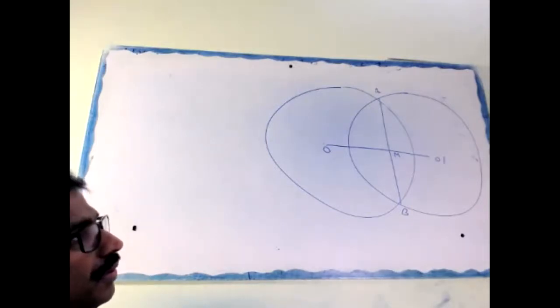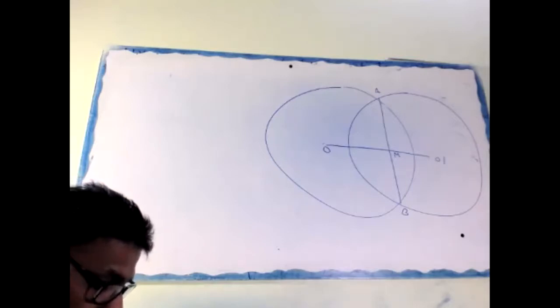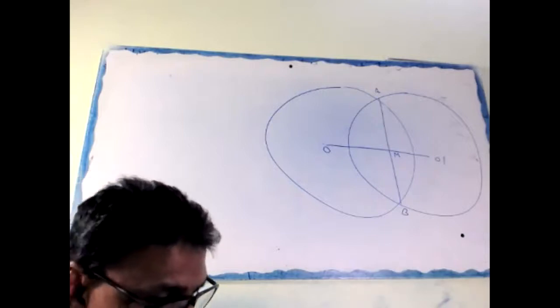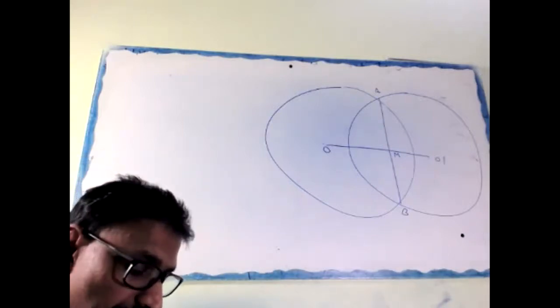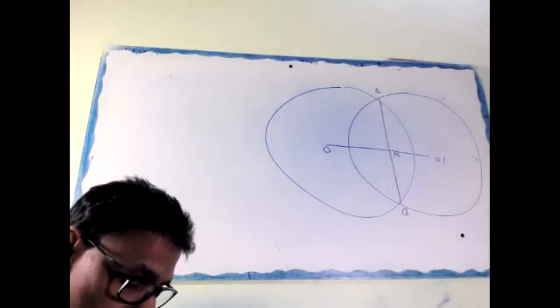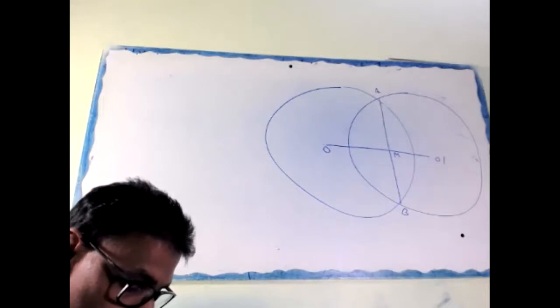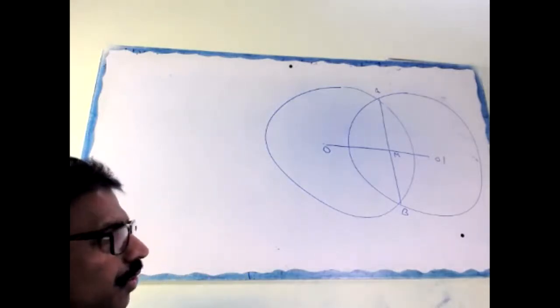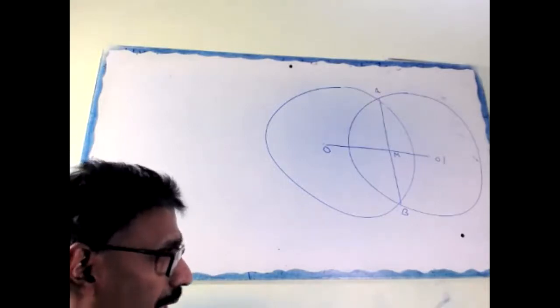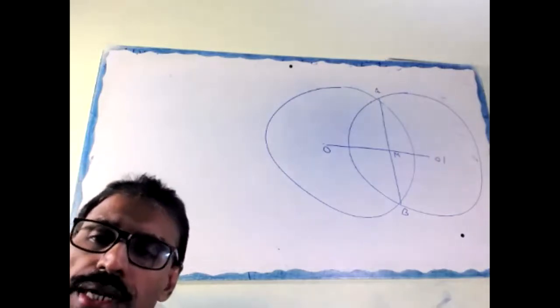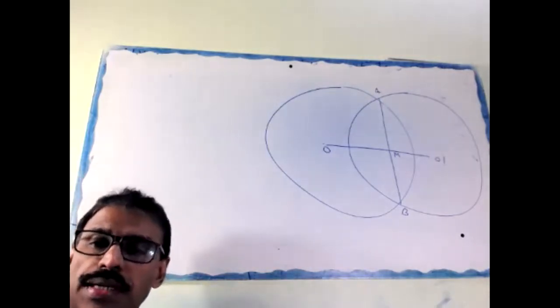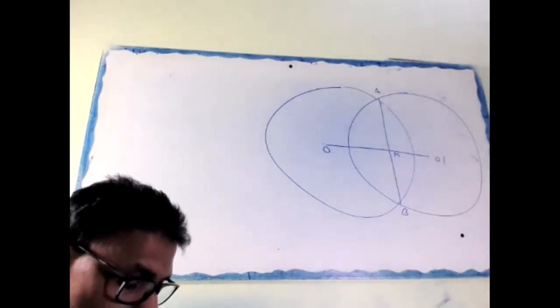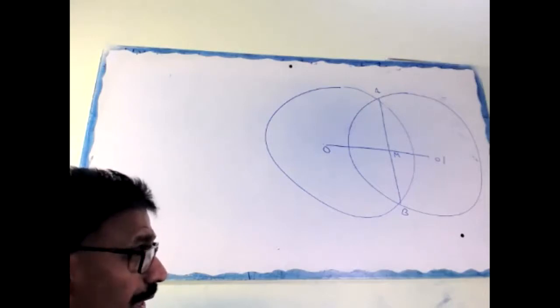To prove: O O dash is the perpendicular bisector of AB.